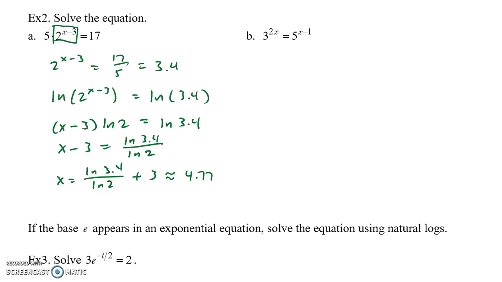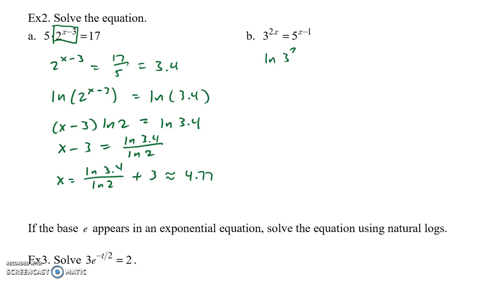Let's now look at the equation in example 2, part B. This one's a little bit more challenging, but it's of a similar type. There's no need to isolate any of the exponential parts because they're basically already isolated. We have two different exponential expressions here, two different bases that are not compatible. So we'll just immediately take the natural log of both sides here.